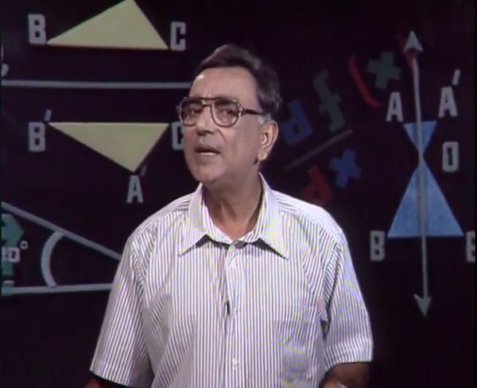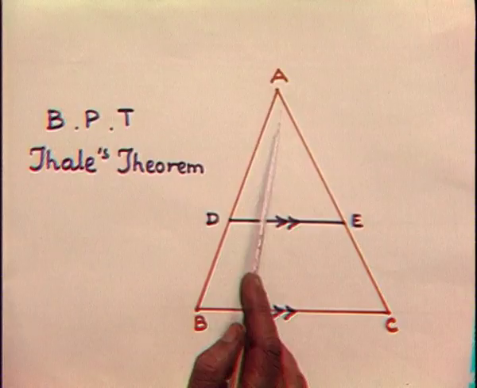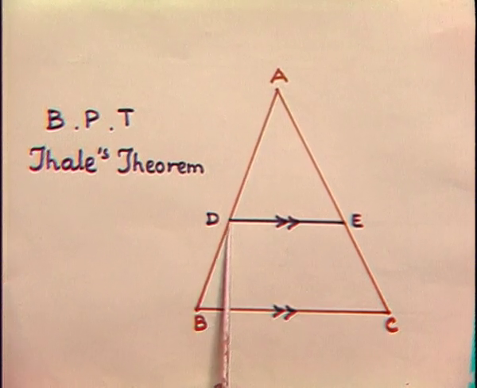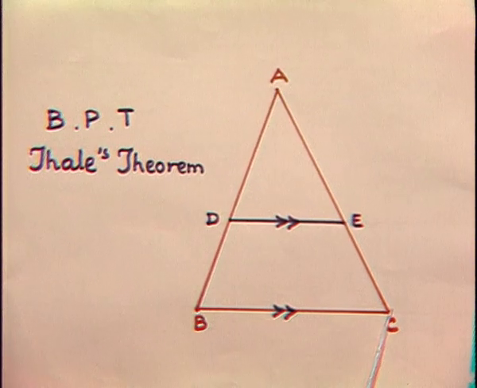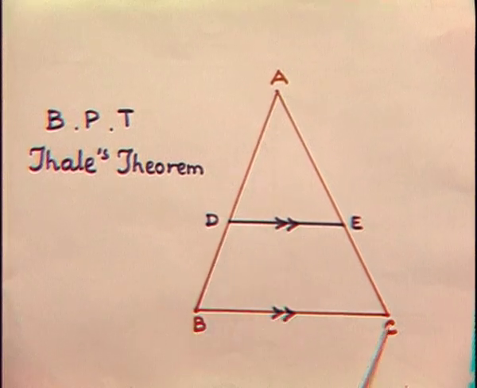Hello viewers, you must be familiar with what the basic proportionality theorem is. Let us quickly recall it. The basic proportionality theorem was given to us by a Greek mathematician named Thales. According to Thales' theorem, if ABC is a triangle and we draw a line DE parallel to BC, then it will divide the sides AB and AC proportionally. What does that mean? Let us see that.